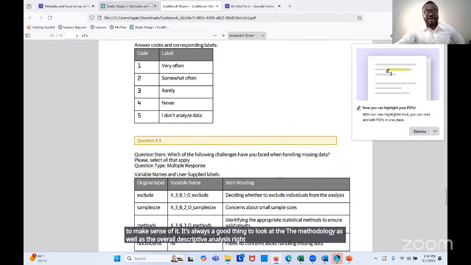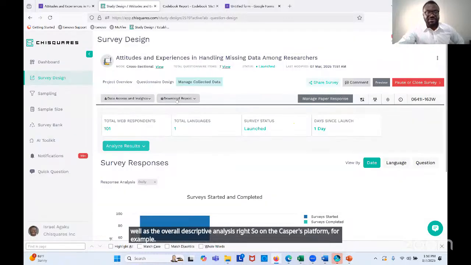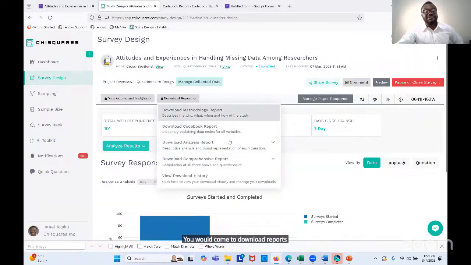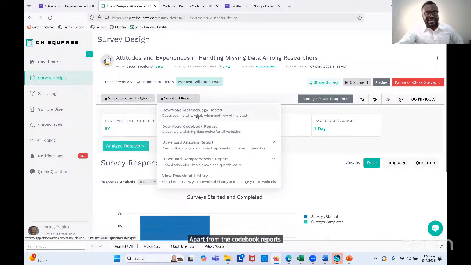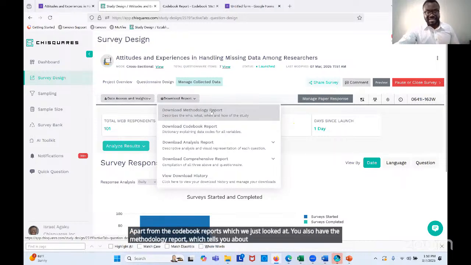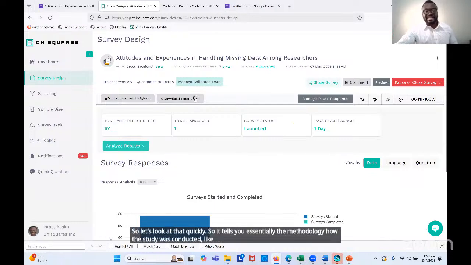So on the Chisquares platform, for example, you would come to download reports. There are different types of reports you can download. Apart from the codebook report, which we just looked at, you also have the methodology report, which tells you about how the survey was conducted. So let's look at that quickly. It tells you essentially the methodology of how the study was conducted, like dates and time and other contexts.